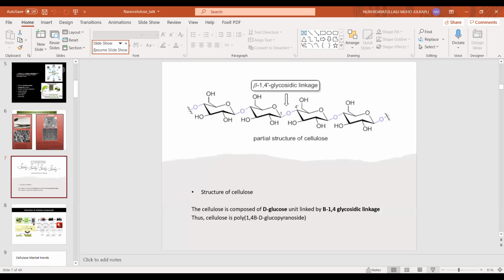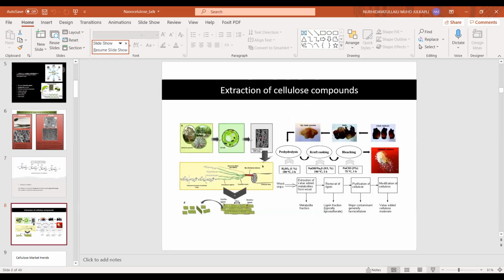This is the general structure of cellulose, which is composed of glucose units. The glucose units are linked with a 1,4 glycosidic linkage that makes it rigid, and also the hydrogen bonds that form between the hydroxyl groups of the cellulose chains contribute to the rigidity and crystallinity of the cellulose structure. So cellulose, as I mentioned, comes from bacteria and also plants.